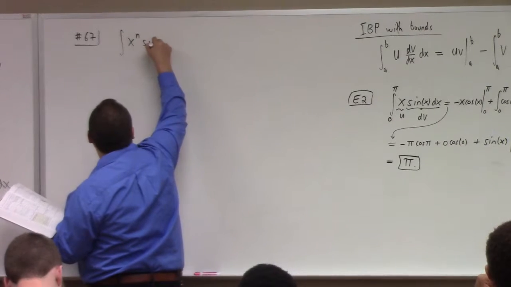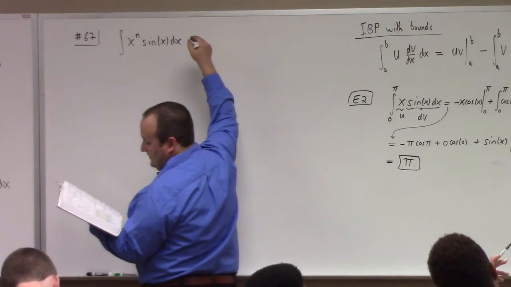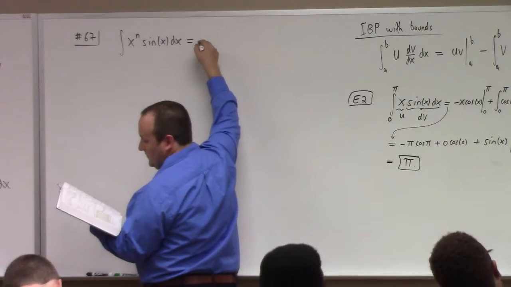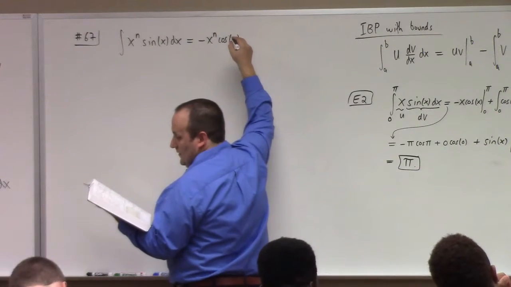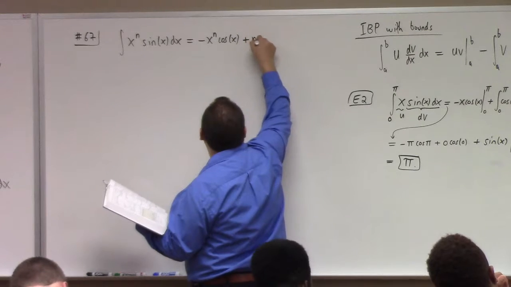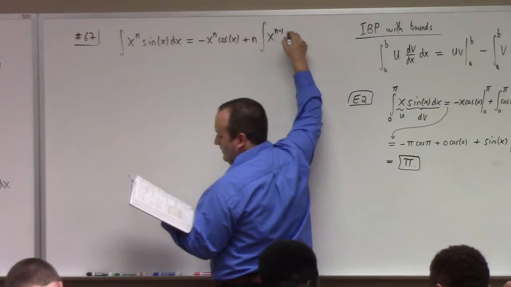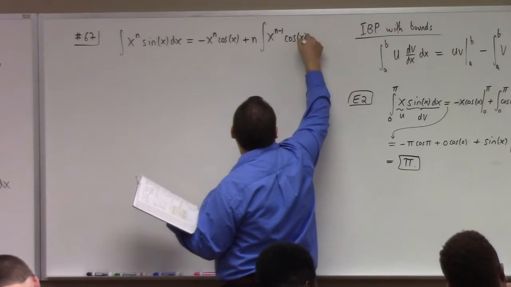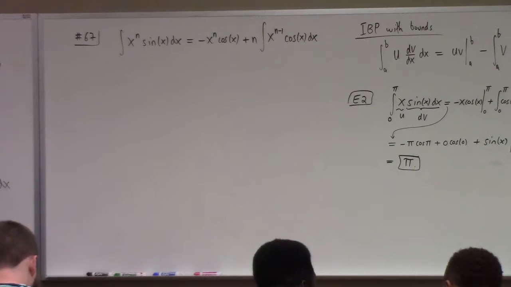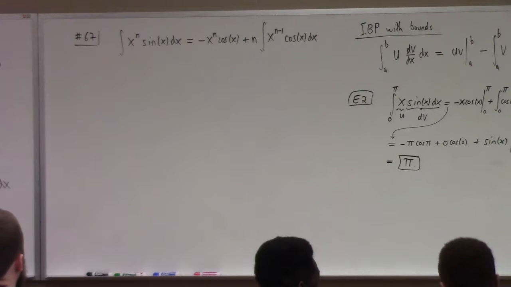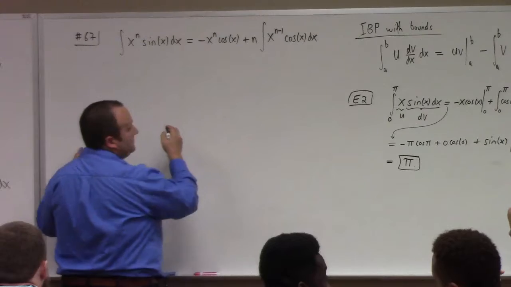Something more rigid. The integral of x to the n sine x dx allegedly is equal to, so he claims, minus x to the n cosine x plus n times the integral of x to the n minus 1 cosine x dx. Can we show that this is true with integration by parts? Let's see if we can do it.